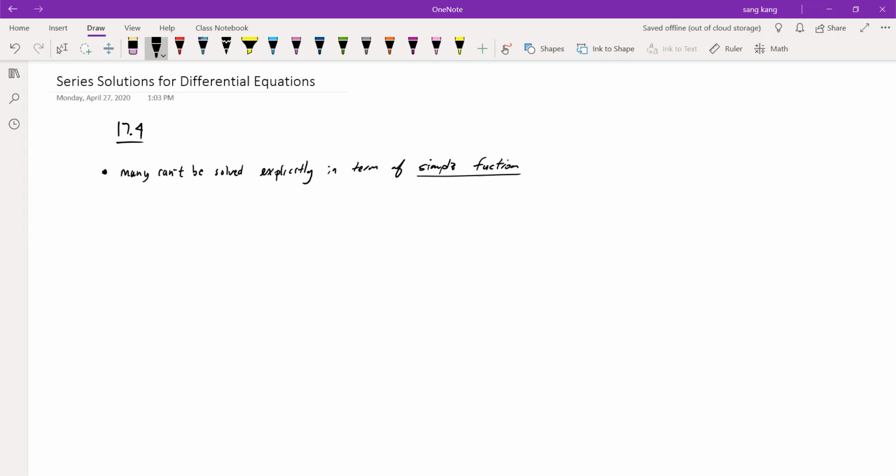And what I mean by simple functions are all those ones from chapter 11 where we had the Maclaurin series: sine, cosine, e to the x, ln. So we're talking about those types of functions.